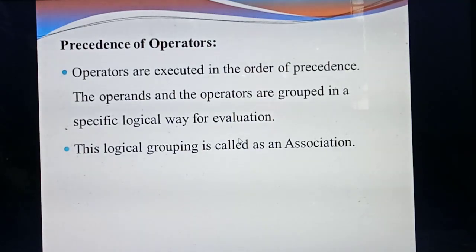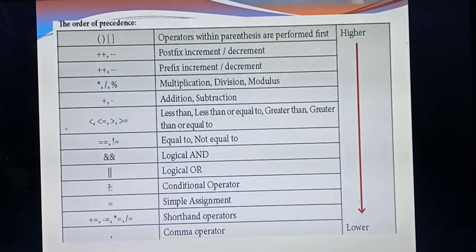So this grouping is otherwise called what? Association. Based on the precedence it will do the calculation, and that grouping is called association. Understand? So this is the tabular column for precedence. Listen carefully. This you should know. No need to memorize it, but just read it. First, it will take the one which has the first priority.